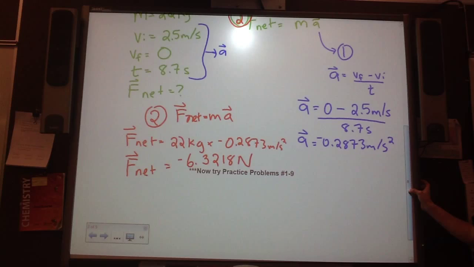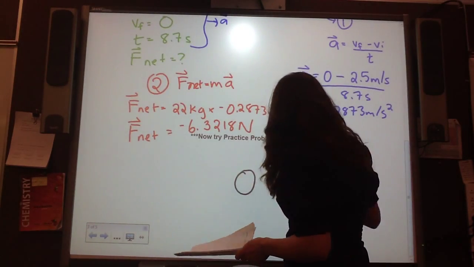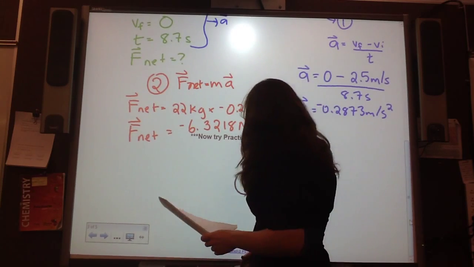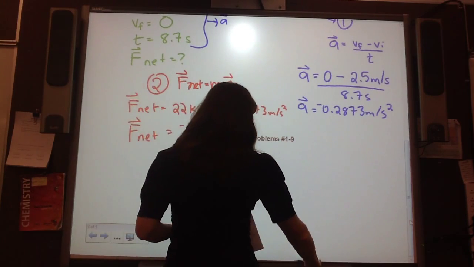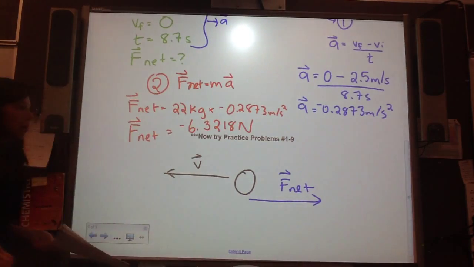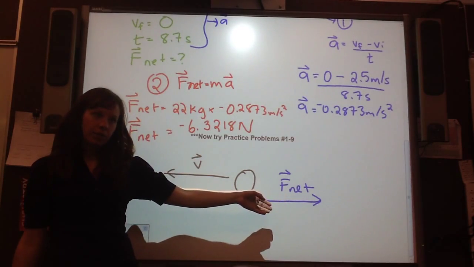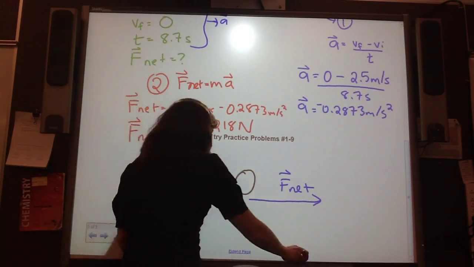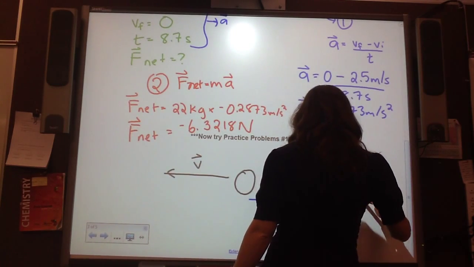Okay, so if you think about the question logically, the question says it's slowing down. So we have an object, and it said it was originally going west. Since it's slowing down, our F net needs to be in the opposite direction. So that makes sense that our velocity was positive, but then our F net is negative. So that means, just like we said, slowing down.